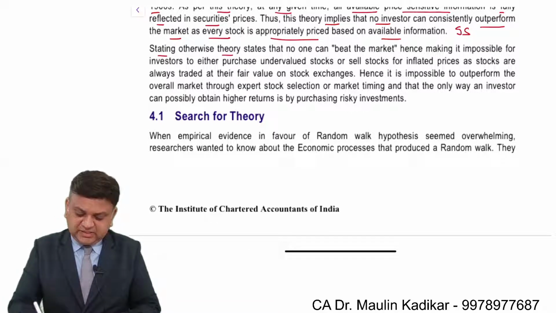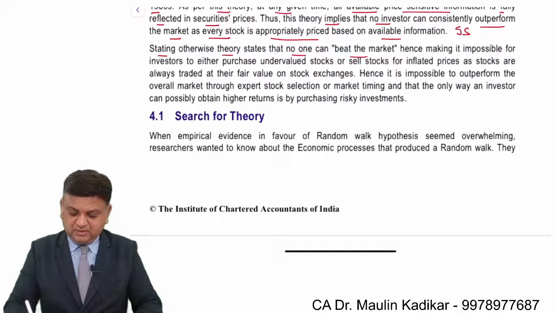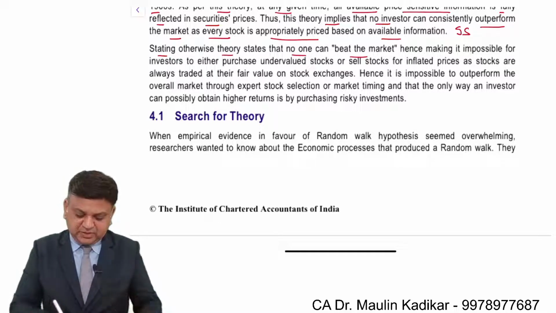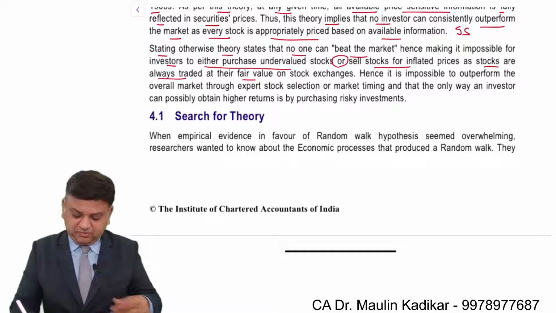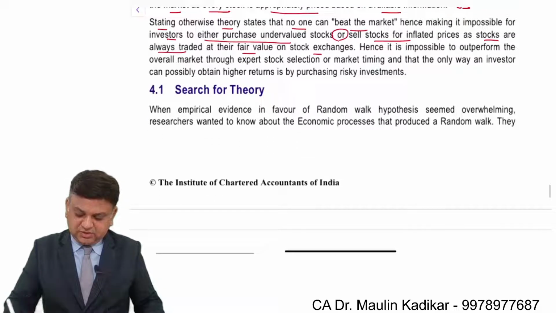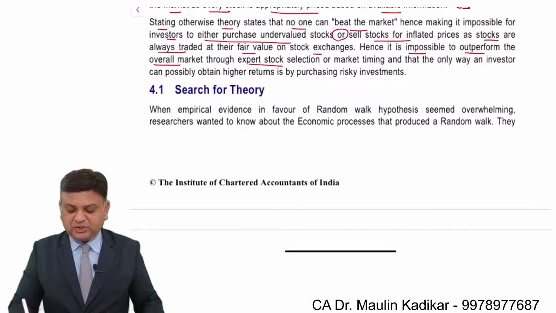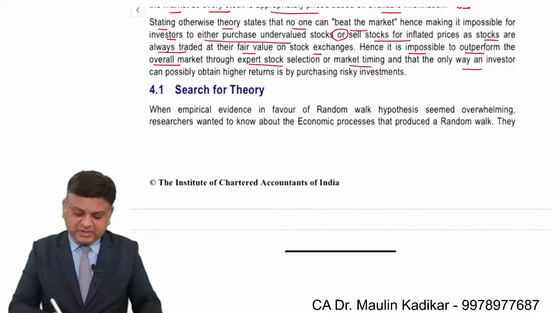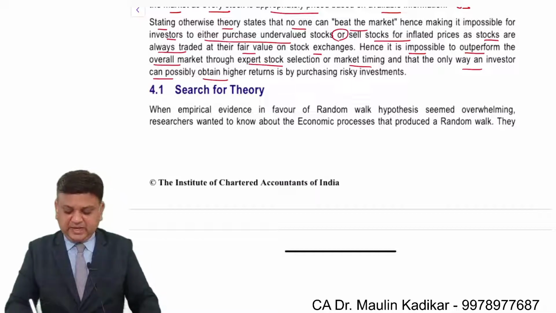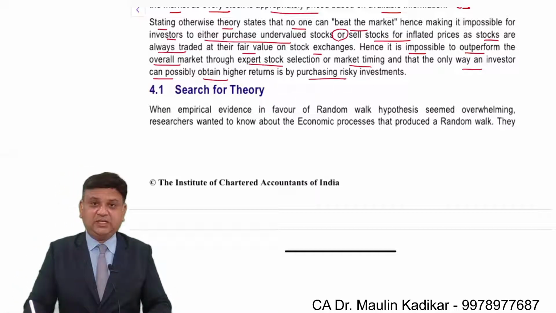Stated otherwise, the theory states that no one can beat the market, hence making it impossible for investors to either purchase undervalued or sell overvalued inflated stock prices, as the stocks are always traded at their fair value or intrinsic value on the stock exchange. Hence, it is impossible to outperform the overall market through expert stock selection or market timing. The only way an investor can possibly obtain higher returns is by purchasing risky investments.